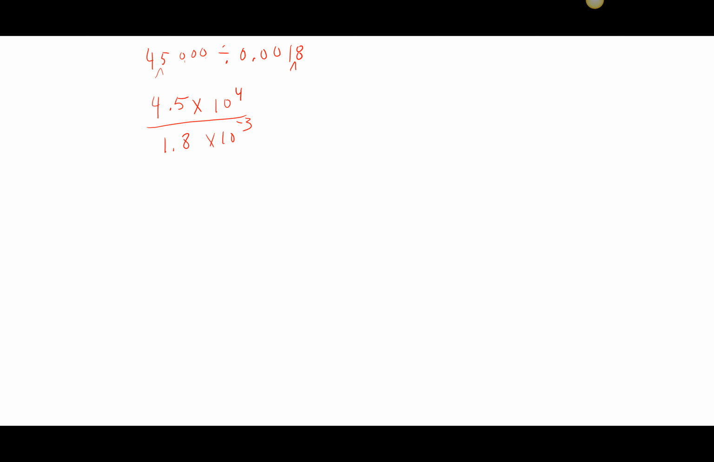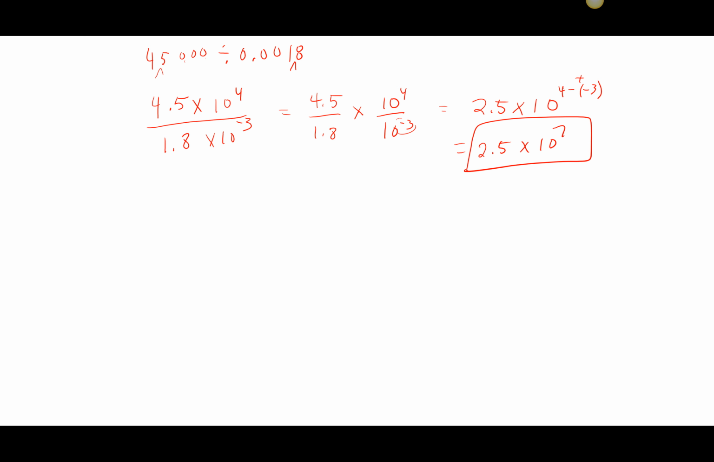Now remember, let's separate this out. It's going to be 4.5 divided by 1.8 times 10 to the 4th divided by 10 to the negative 3. So this is going to equal 2.5 times 10, and then the exponent is going to be 4 minus negative 3. Remember, when you divide, you subtract, but this is a negative 3 right here. So you're going to get 2.5 times 10, and subtracting a negative is going to add, so that's going to be to the 7th, okay? Because this is going to be an addition there.